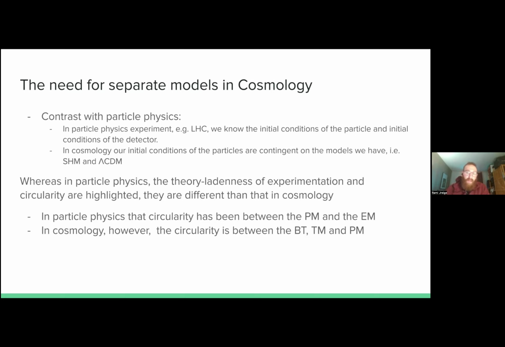In cosmology, however, the circularity is between the background theory, the theoretical model, and the phenomenological model. Whereas the theoretical model for particle physics is the Standard Model, it's about types of particles. Whereas the theoretical model for cosmology is about a unique object, the universe that we have. And there is really no way around it. We cannot hypothesize what if the universe was different, what would we get. We can just try to figure out how the universe is now. And the phenomenological model is highly dependent on that.